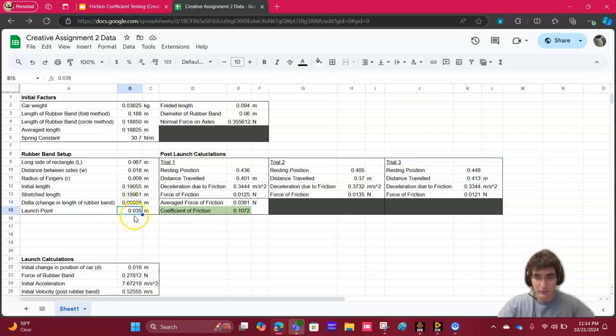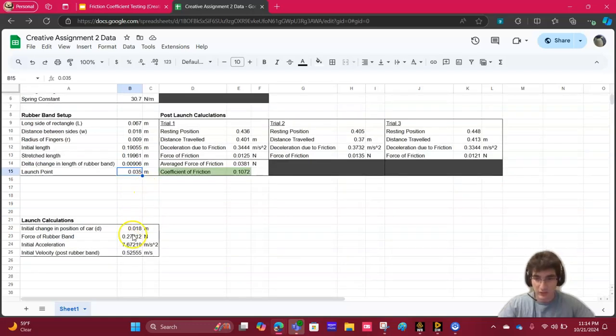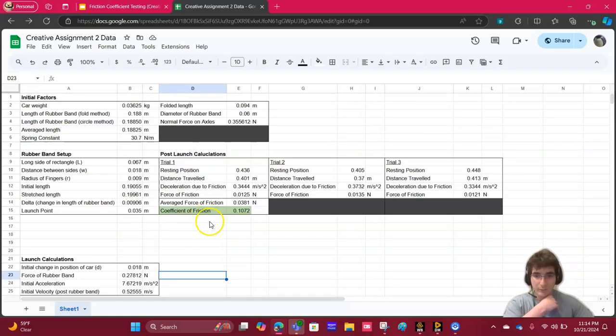And then I recorded that my launch point starts at 3.5 centimeters, and then I do launch calculations. So, just to save time, that's what they are. I used the kinematic equation to get this acceleration, the one I derived. And then afterwards, I have my post launch calculations. I have all three trials right here, and then I ended up averaging the force of friction, and then divided it by the normal force that I found up here by just multiplying the acceleration of gravity and this car weight. So this is what I got for my coefficient of friction.